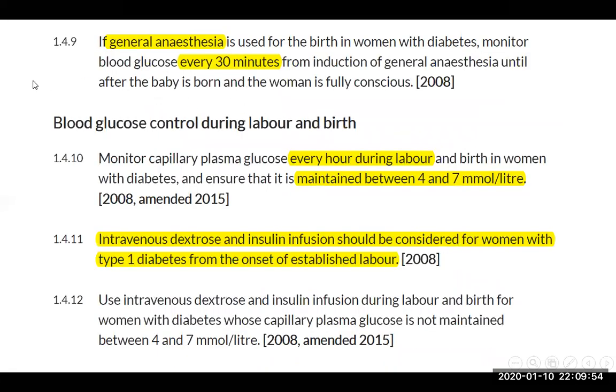How to check blood glucose during delivery will be discussed in more detail in the next guidelines. If general anesthesia, we must check blood glucose every 30 minutes. But if spinal anesthesia or normal delivery, we must check blood glucose every 1 hour. So blood glucose control during labor is very important, every hour during labor. If general anesthesia, every 30 minutes, with a target blood glucose between 4 and 7 millimole.